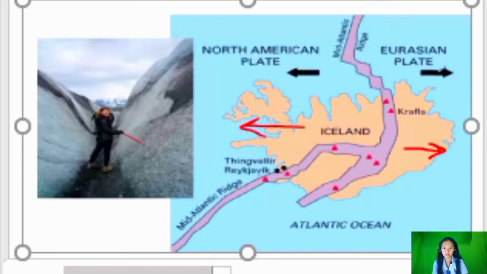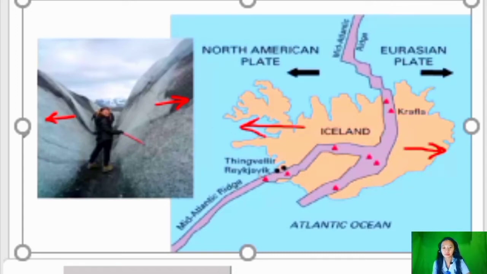Half of it is going with the Eurasian plate, the other half going with the North American plate. This woman right here is actually walking right along the mid-Atlantic ridge. So this part of Iceland is going this way, this part of Iceland is moving this way. And as you would expect, if the island was being torn apart, you would have volcanoes forming.